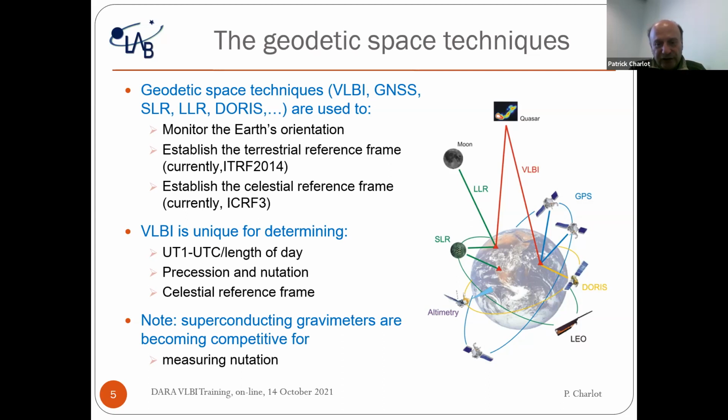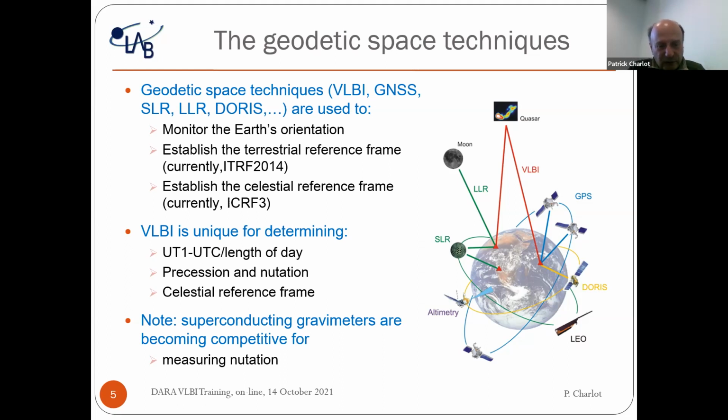Precession and nutation, this is the motion of the axis of rotation of the Earth with respect to space, so with respect to the quasars that we observe with VLBI. And the celestial reference frame gives you the position of these quasars in the sky. This is also unique to VLBI. You need radio telescopes to do that. You can't do that with satellite techniques, of course.